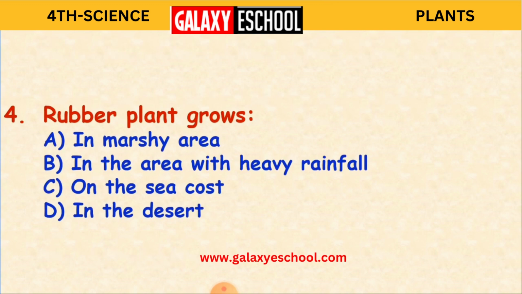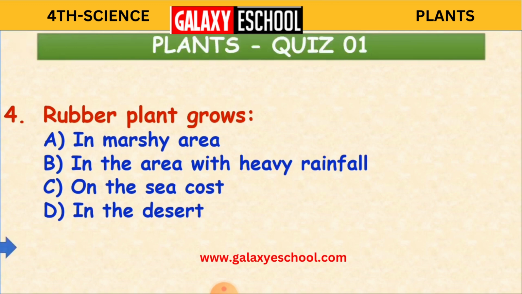And the fourth question, where do rubber plants grow? In marshy area, in the area with heavy rainfall, on the sea coast, or in the desert. This also grows in the wet areas only. So our answer is in the area with heavy rainfall. So we'll have rubber plants here. Okay.